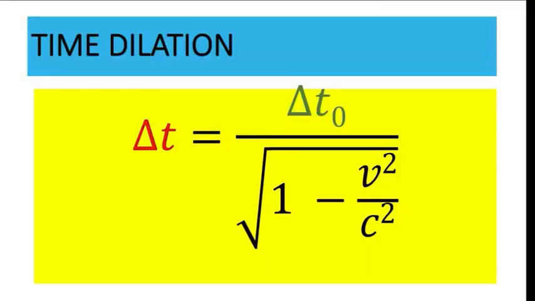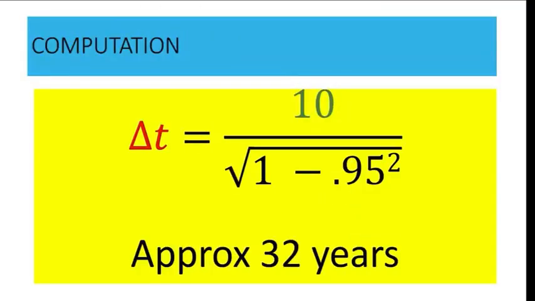But to his surprise, his brother aged a lot. He aged 32 years compared to his 10 years. What explains this paradox? The answer is time dilation. So when we apply the time dilation formula to this twin brother's case, the computation goes this way.